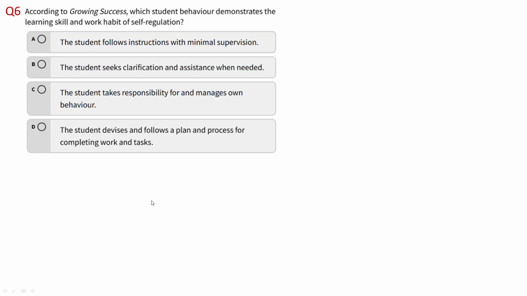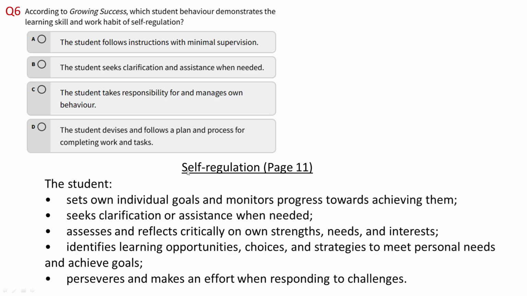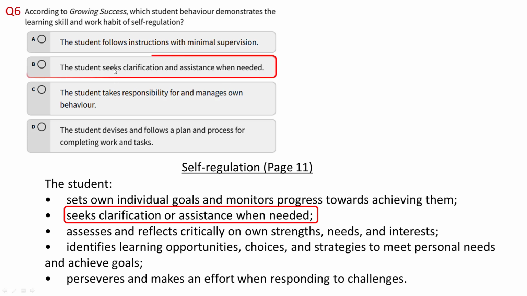Question number 6. According to Growing Success, which student behavior demonstrates the learning skill and work habit of self-regulation? On page 11, you'll find this. So seeks clarification or assistance when needed, and that is answer B.